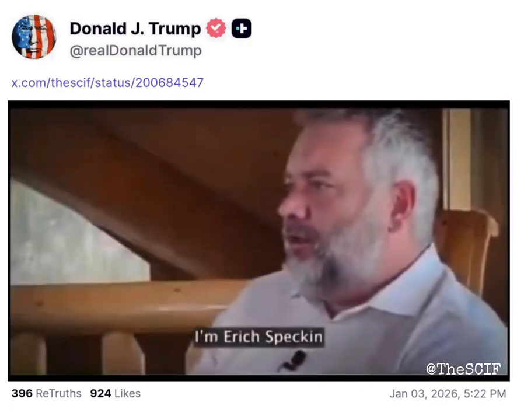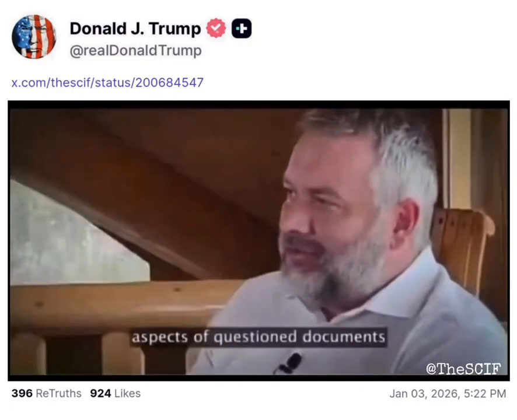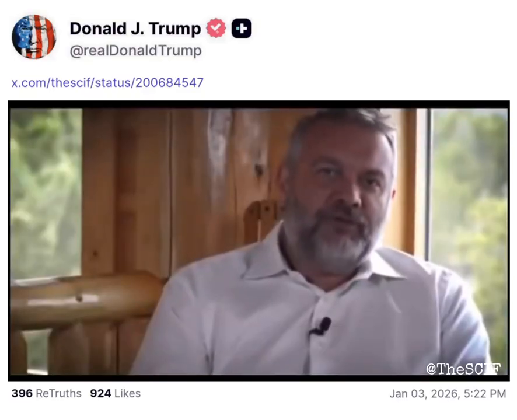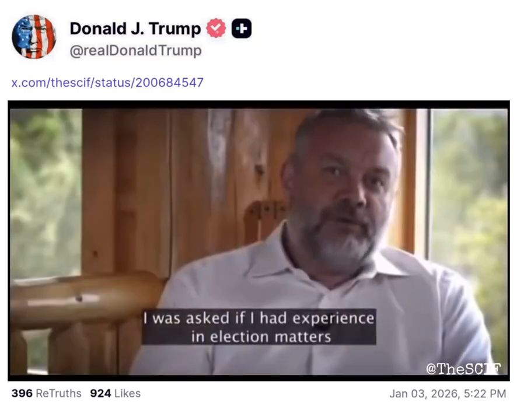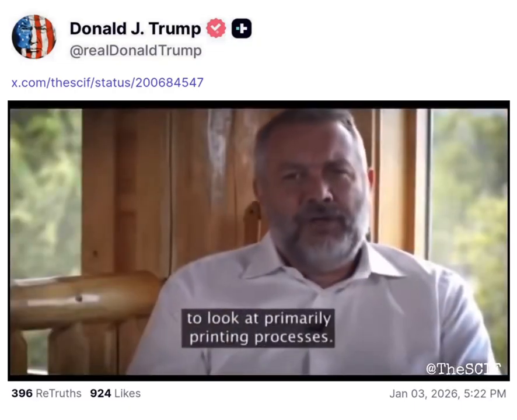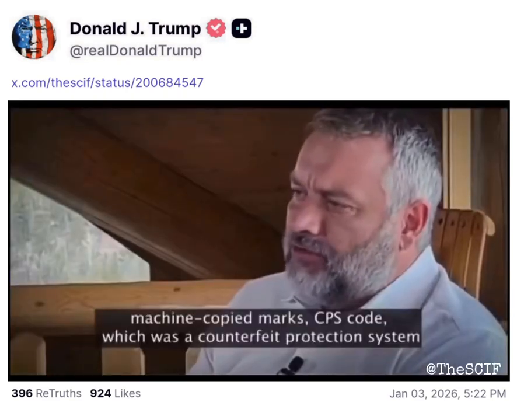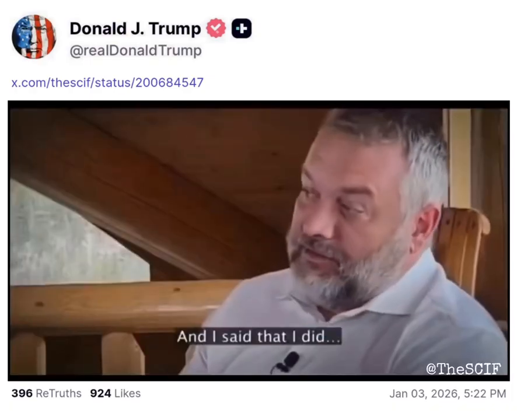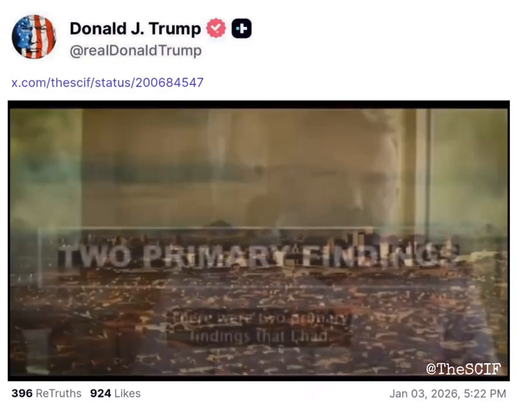I'm Eric Spakeen. I'm a forensic chemist and a forensic document analyst. That means I deal with all aspects of questioned documents: when they were made, if they've been altered, changed, or added to, and how long ink has been on paper. I was asked if I had experience in election matters to look at primarily printing processes, machine-copied marks, CPS code, which is a counterfeit protection system. And I said that I did, and I traveled to Arizona with 3 other people from my office.